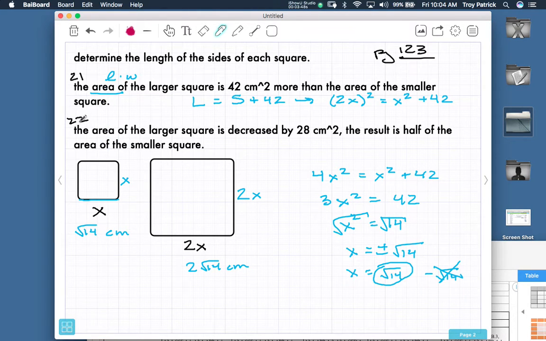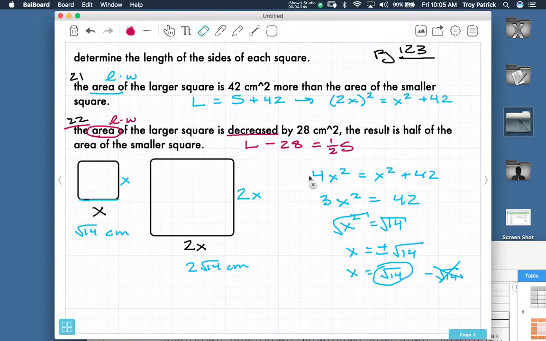I'm going to change the color to do number 22. Okay, again we're dealing with the area. The area of the larger square, which is length times width again, is decreased by 28 centimeters squared. The result should equal half of the area of the smaller square. So let's look at that. How does that work out?